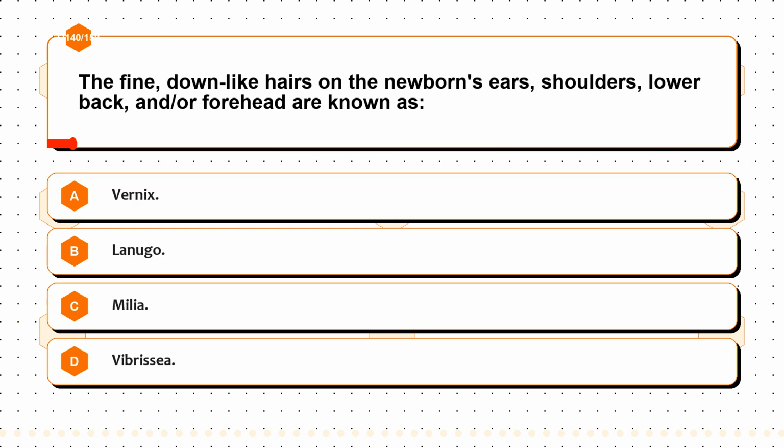Question 140. The fine, down-like hairs on the newborn's ears, shoulders, lower back, and or forehead are known as. Here are the options. Option A. Vernix. Option B. Lanugo. Option C. Milia. Option D. Vibrissae.